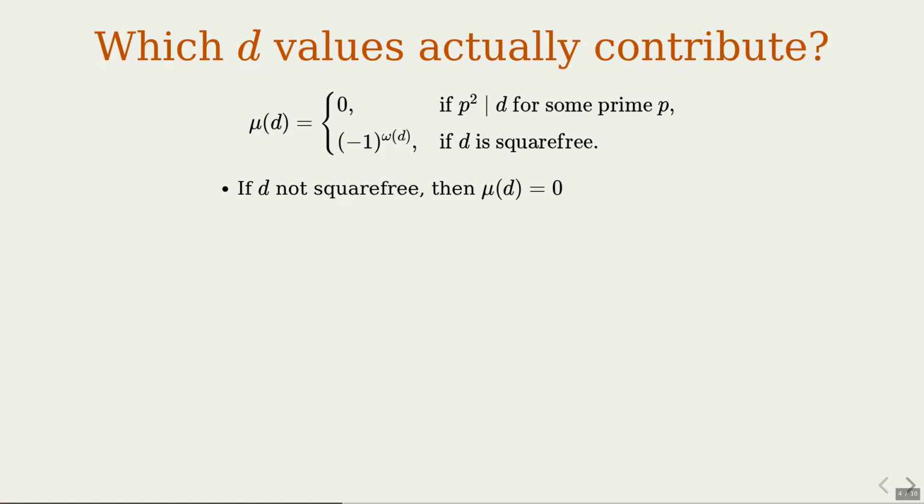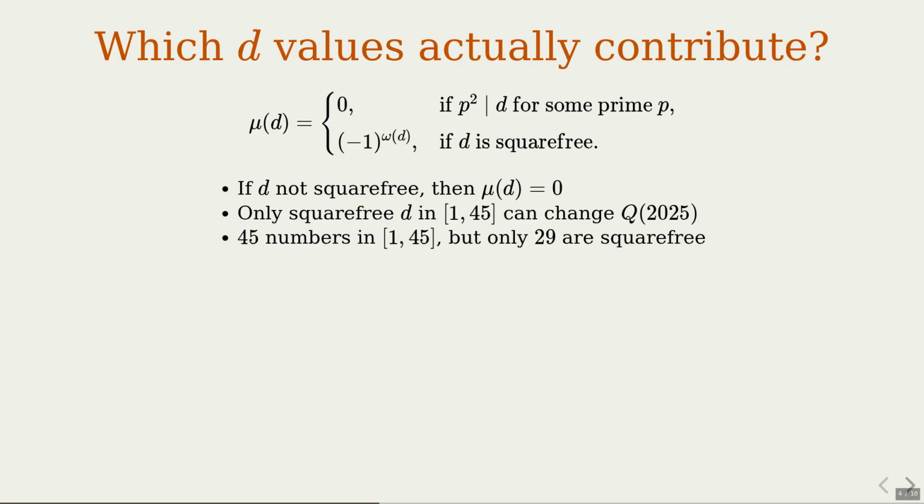So any d that contains a squared prime factor gives a term of 0 in our sum and can be ignored. That means for Q of 2025, only the Squarefree d values between 1 and 45 can actually affect the total. Out of the 45 possible d values, only 29 are Squarefree. The other 16 have Möbius value 0. For each Squarefree d, the Möbius value is either plus 1 or minus 1. So the sum becomes a careful balance of positive and negative contributions.